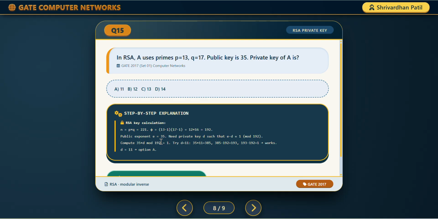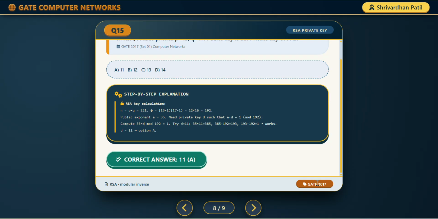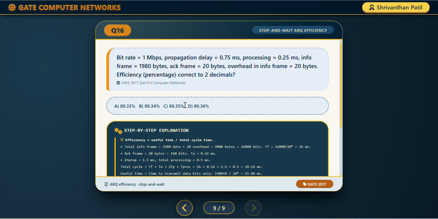By checking the options, D equals 11 satisfies the condition. So by the options, we determine that A is the option for D. Moving towards our last question of the day. This is the last question and the most critical question of all.